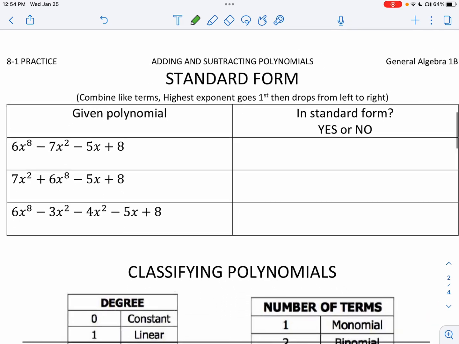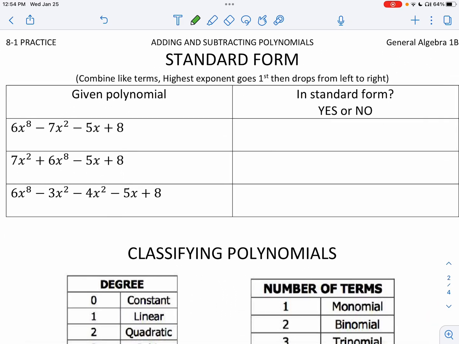Now I need to tell you what standard form is. Standard form, you have to combine your like terms, which is something you've done before. The highest exponent needs to go first, and then it drops. So whatever the highest exponent is, then the next highest exponent, then the next highest exponent, and so on and so forth.